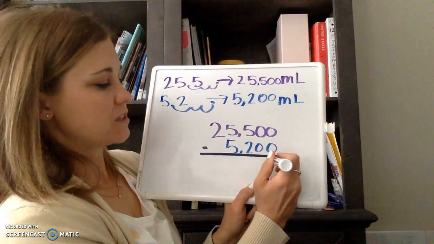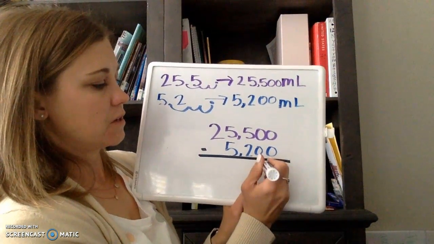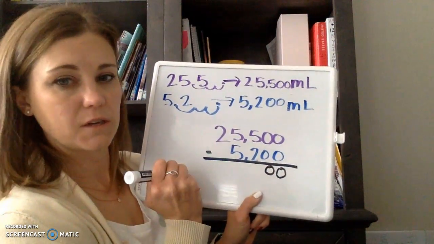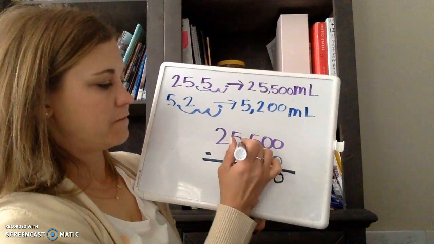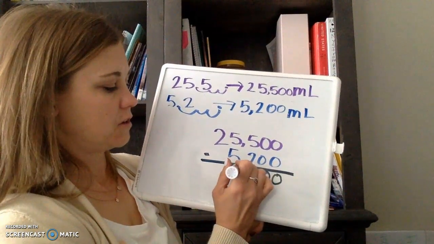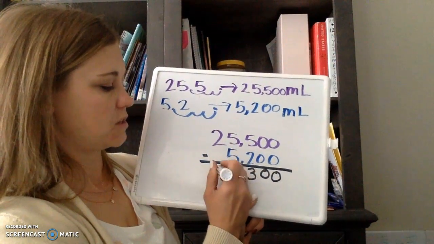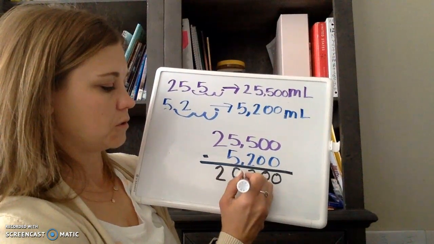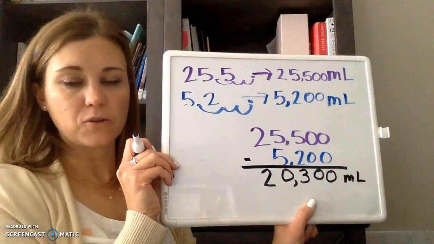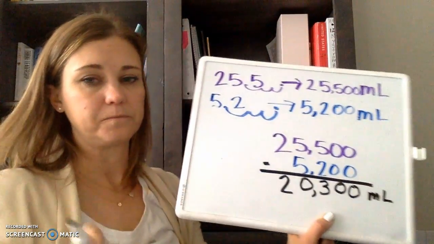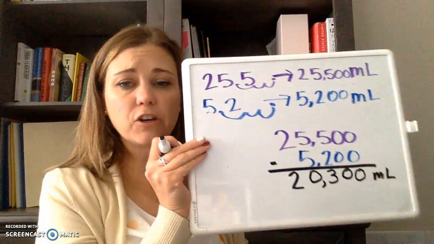So 0 take away 0, 0, 0 take away 0, 0, 5 take away 2, 3, 5 take away 5, 0, and 2 take away 0 is 2. So I know that I need 20,300 milliliters. Okay, so now how do I figure it out?